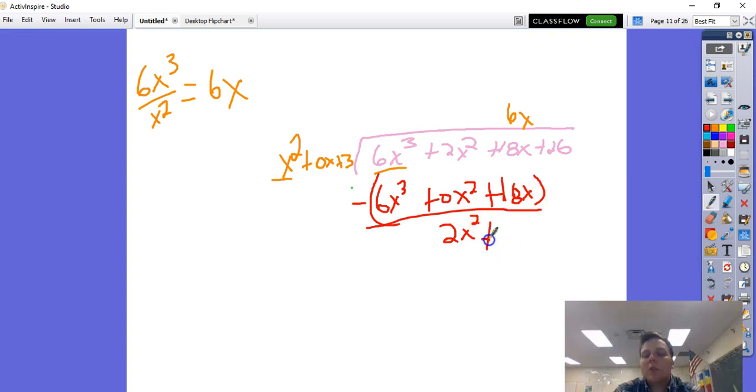But I like to put 0x anyway because I don't want to leave a space in between my x squared and my constant. I just don't like to. You don't have to put the 0x. You can leave a space. I just don't like to. Okay? Now I'm going to bring down the 26, so I say plus 26.